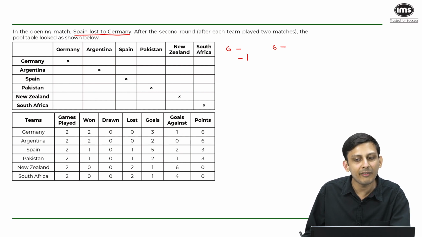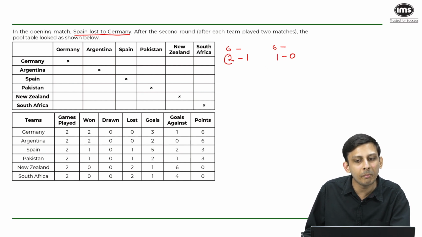So in this match, if Germany is conceding 1 goal, it will have to score at least 2 goals to win the match. And now in the other match, Germany will not concede any goal because it is conceding just 1 goal in total, which we already have here. So Germany will concede 0 goals here, and Germany will have to score a minimum of 1 goal here in order to win the match.